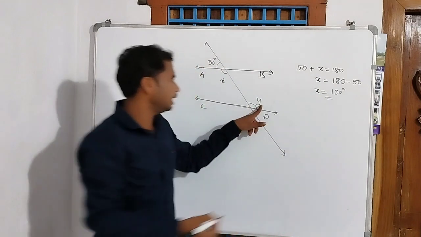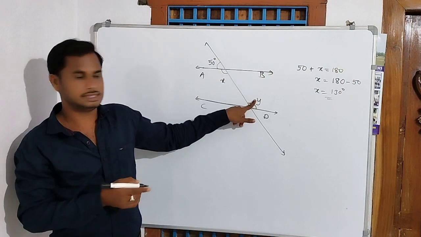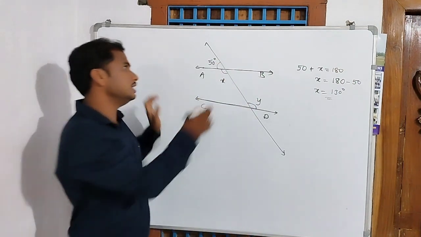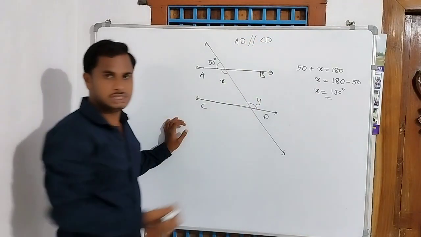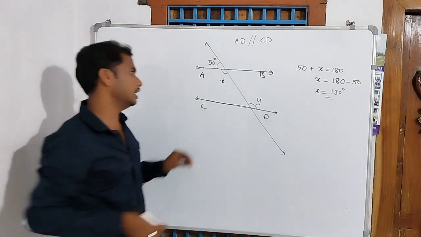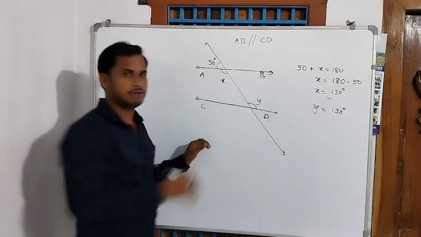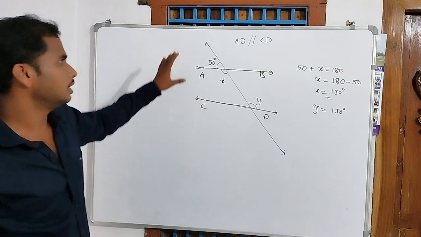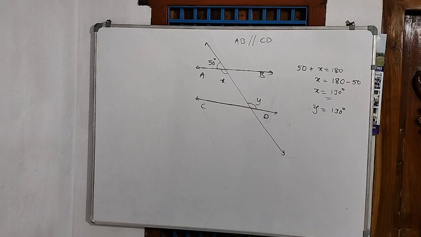And how to find Y? We already know X and Y are interior alternate angles. AB is parallel to CD, which is already given. Then the interior alternate angles are equal. That means the Y value is also 130 degrees, because X and Y are interior alternate angles. If we know this concept clearly, we can easily do this sum.